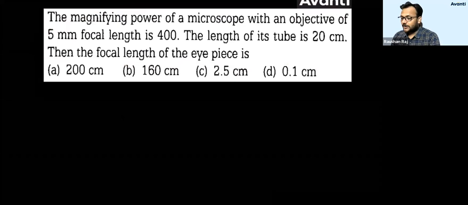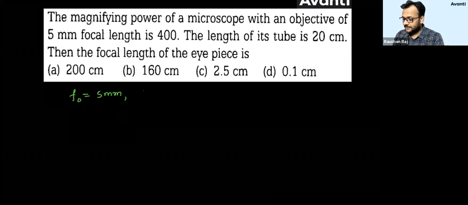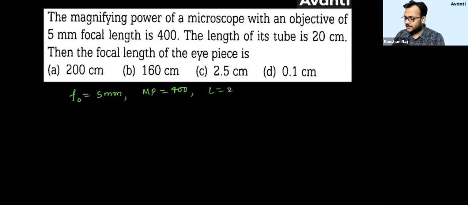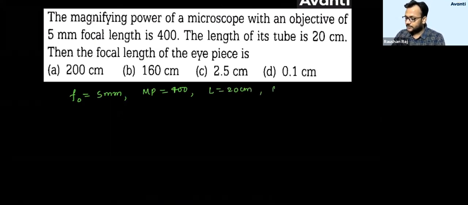The magnifying power of a microscope with an objective of focal length 5 millimeter. देखो JEE का जो क्वेश्चन पेपर सेट हुआ and the questions that have been set for NEET, the repository that they are having are a little bit different, so the type का difference हो जाता है. So magnifying power of a microscope, F naught is given to us as 5 millimeter and magnifying power is given to us as 400. Length of the tube is 20 centimeter. We have to find what is the focal length of eyepiece.